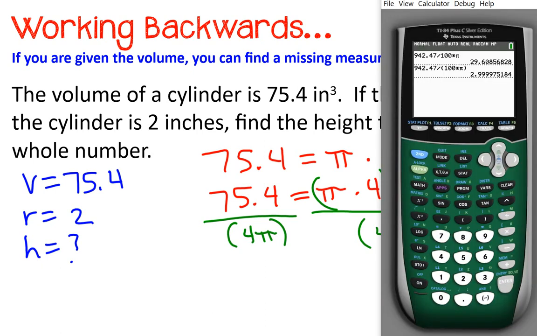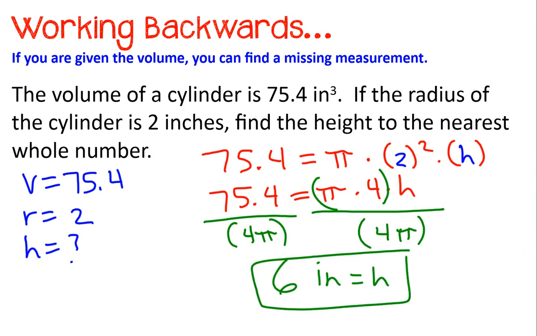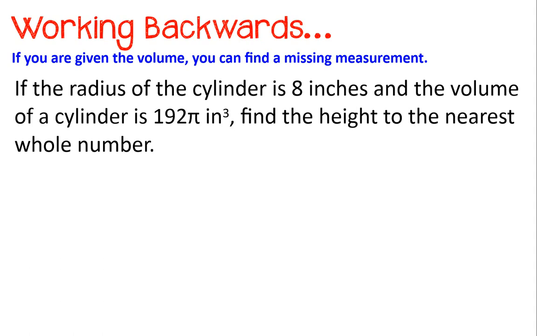Pick up my calculator, clear it out, and type 75.4 divided by parentheses 4 times second key pi. Okay. 6.000000. I'm going with 6 inches for my height. All right, that's not so bad. See? Okay. Now this one is a little different. It looks scary, but it's actually so much easier.